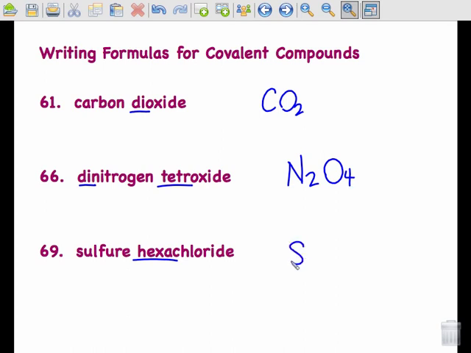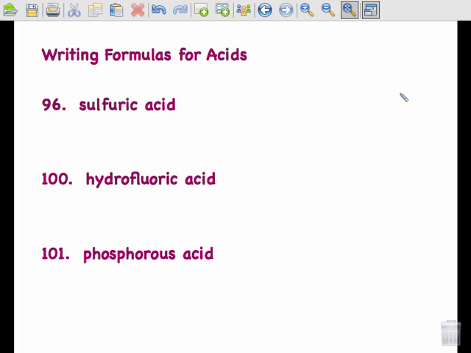Last one, sulfur, which is spelled wrong, I apologize, is just an S. The prefix is 1 because there's nothing there. And then hexachloride. Chloride is chlorine. Hexa is going to be 6. So it's just SCl6. Remember, for covalent compounds, you don't simplify. You just leave the subscripts exactly how they're written according to the prefixes.